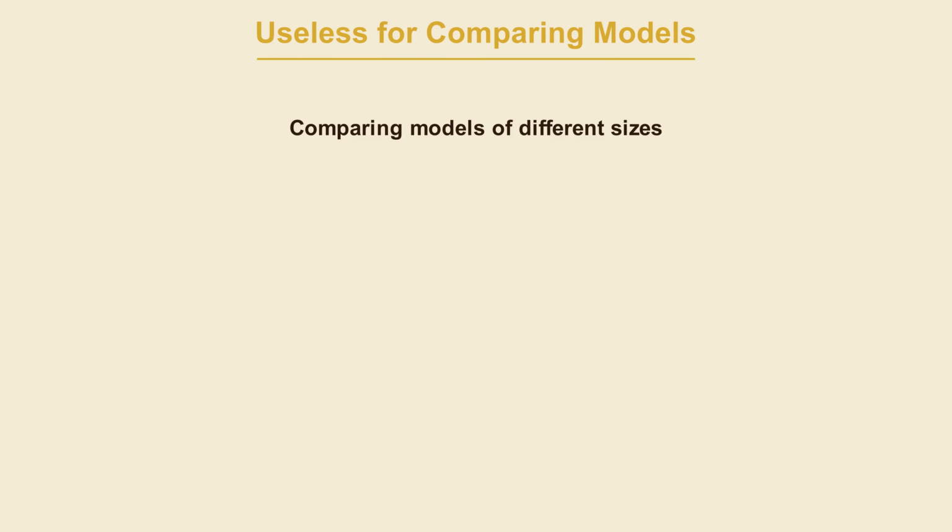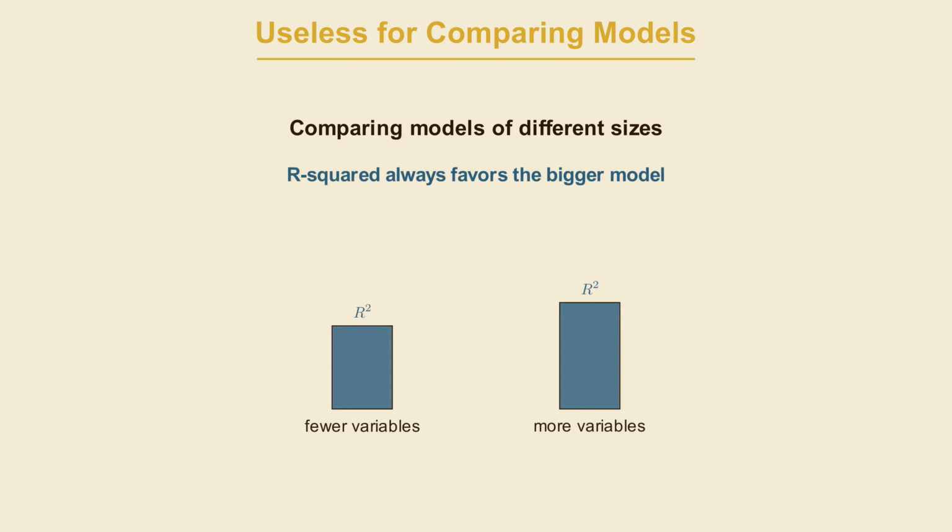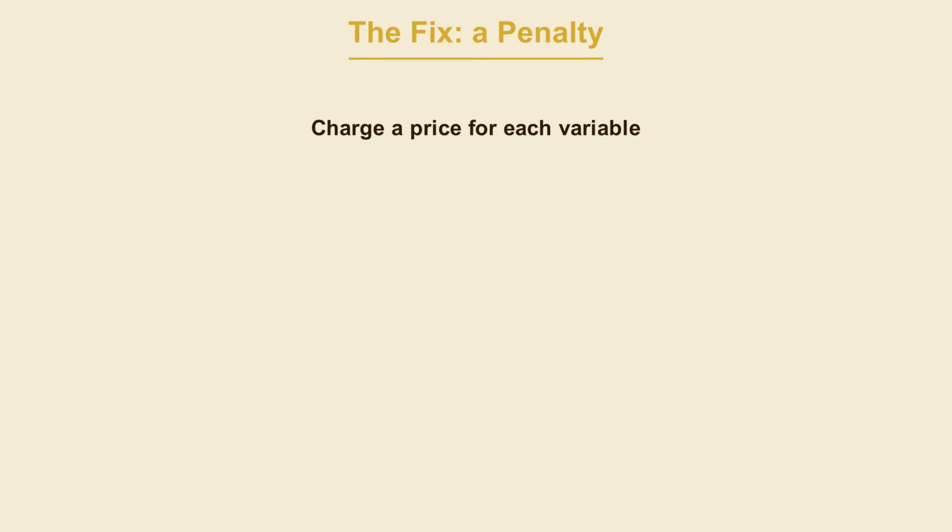So that makes the R-squared useless for one important job, which is comparing two models that have a different number of variables. The bigger model will basically always win on an R-squared, even if the extra variables are doing nothing. We need a version that charges a price for adding new variables, and that's what the adjusted R-squared gives us.